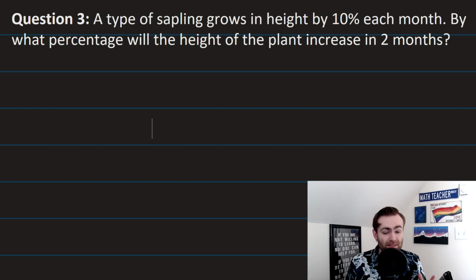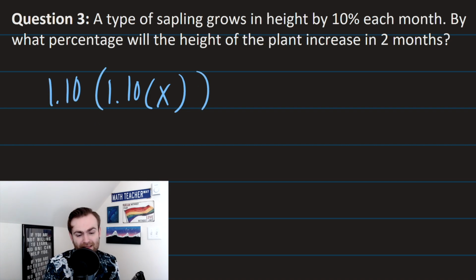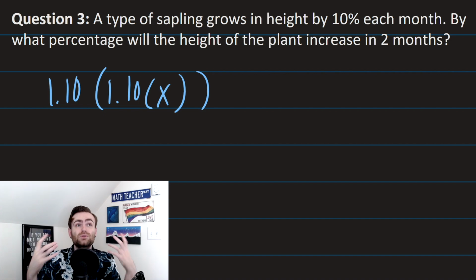So a type of sapling grows in height by 10% each month. What percentage will the height of the plant increase in 2 months? So we don't know how tall the plant is initially, but we don't really care, right? We have it's X tall. If it's growing by 10% each month, it is going to be 110% of what it was for the first month. Then we're going to multiply this again by 110%. Why? Because it's growing by 10%.